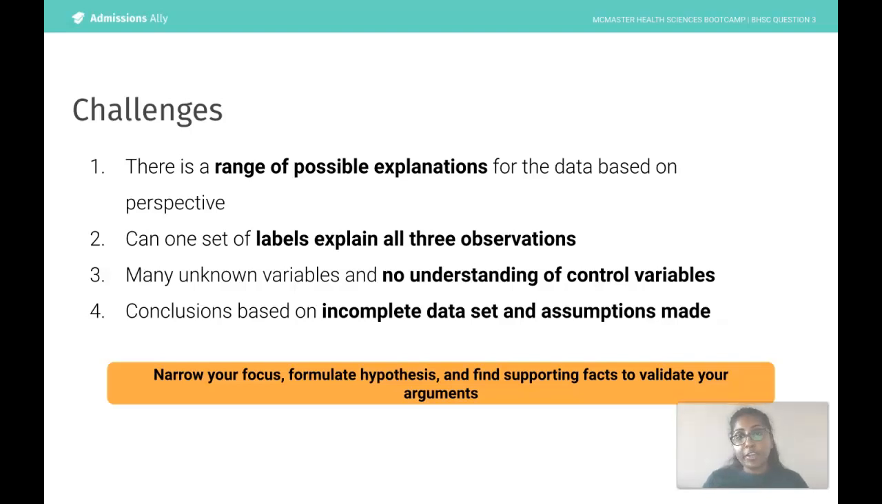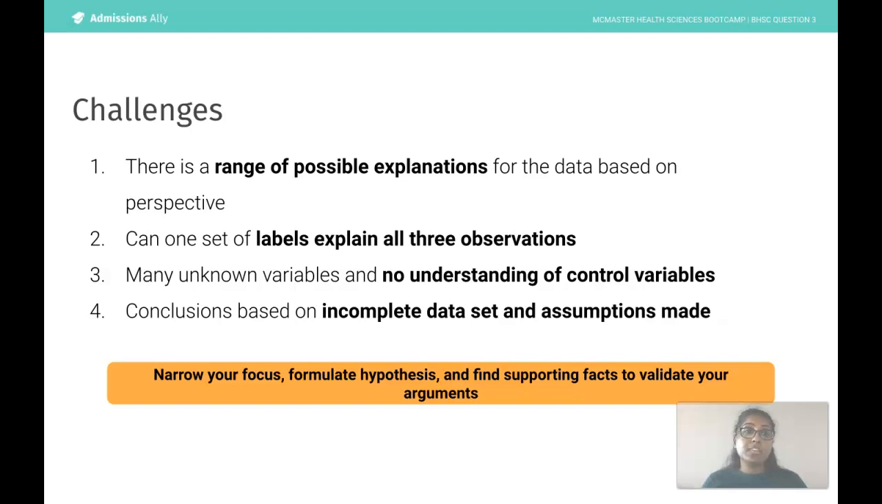There are a lot of unknown variables, and there's no real understanding of what the control variables are. So you don't have an understanding of the sample size, the ages of the children, and any other information about metrics to help you understand control in this data set. You're building conclusions based on an incomplete data set and assumptions that you made. So there is a certain level of reasoning and argument validation that you need to complete, and McMaster Health Sciences definitely makes it challenging for you with that incomplete information.